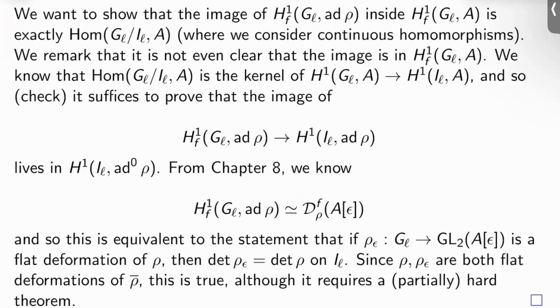Okay, so this is actually equivalent to the fact that if rho_epsilon from G_L to GL2 of A[epsilon] is a flat deformation of rho, then we have a fixed determinant condition inertially. In other words, det rho_epsilon equals det rho on I_L. But rho and rho_epsilon are both flat deformations of rho bar, so this is just true. Okay, so how do we prove this is true? It requires a partially hard theorem.